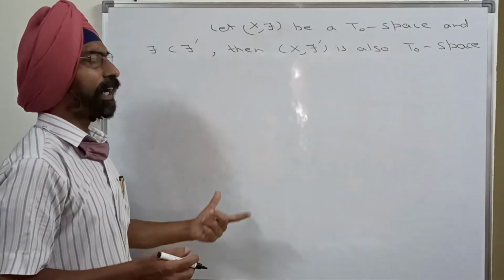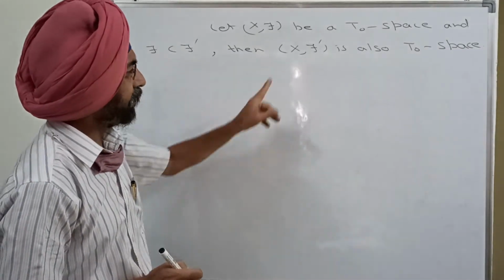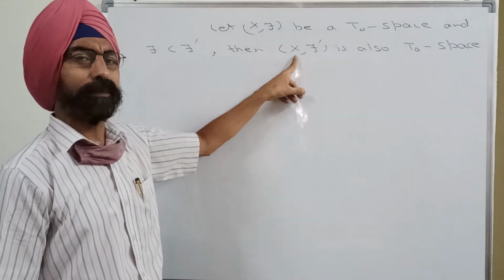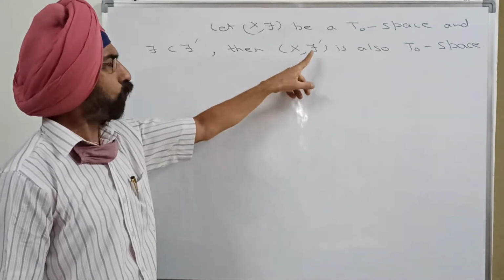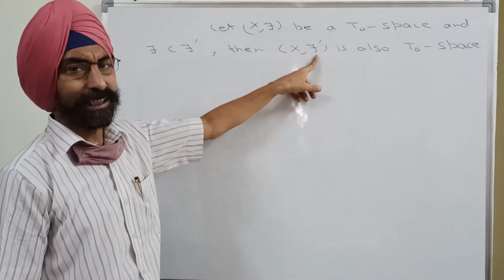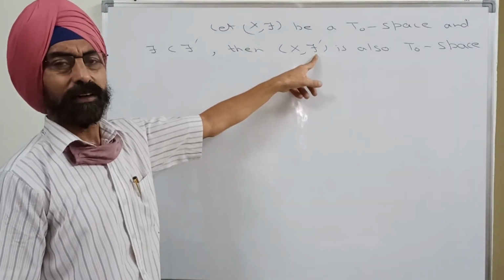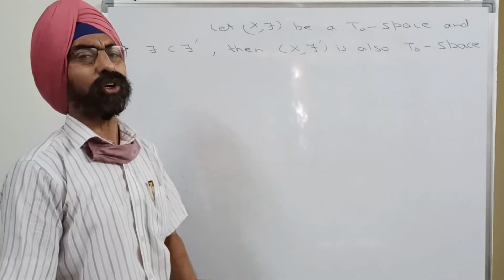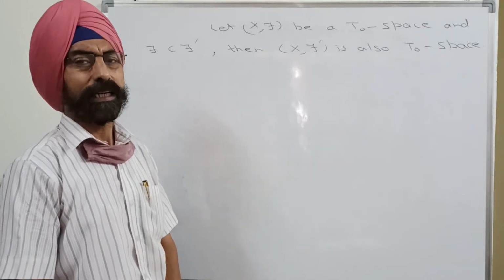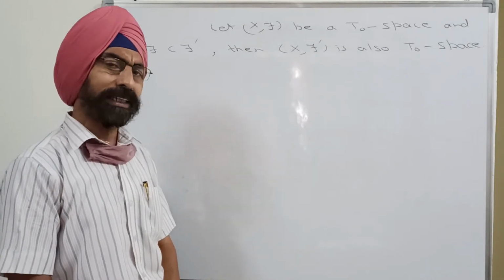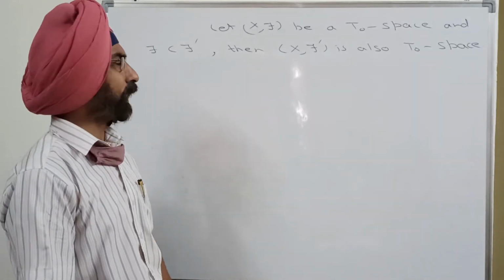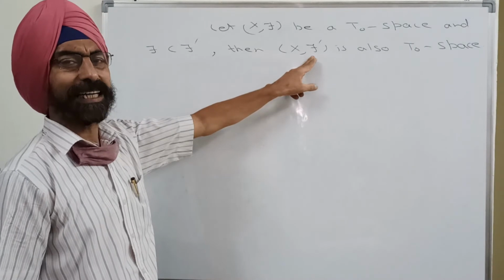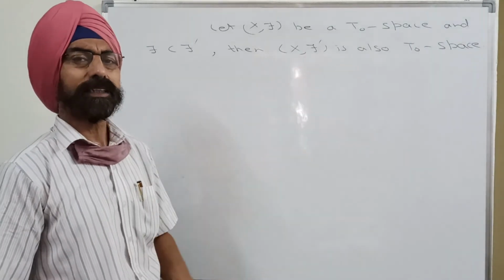So what we are to do, we will take two distinct elements from the set X, and we will try to find an open set in tau dash which contains one of them and does not contain the other. If we are able to find such an open set, that means we will be able to prove that the topological space (X, tau dash) is a T0 space.